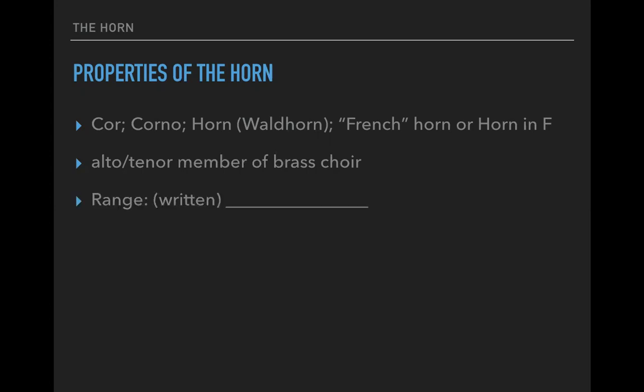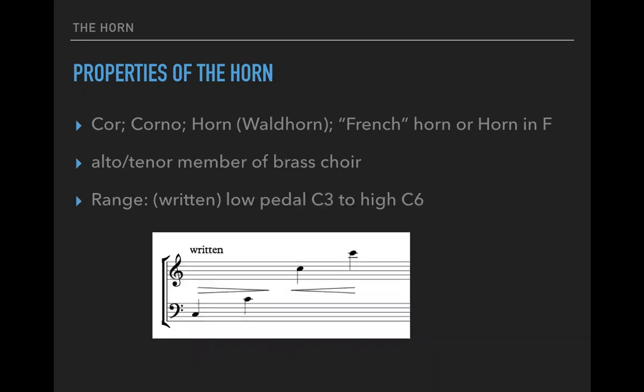Okay, written range. This is important. Make sure you are remembering the difference between the written and the sounding range. Of course, we've looked a little bit already at the English horn. You could think of it as related to the English horn in that it has the same transposition, so the sounding pitch will be a perfect fifth lower. It's pretty easy to remember. You could think of it as from C to C, so written C on the bass staff. It's one octave, two octaves, three octaves up.